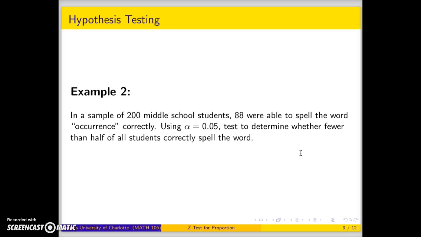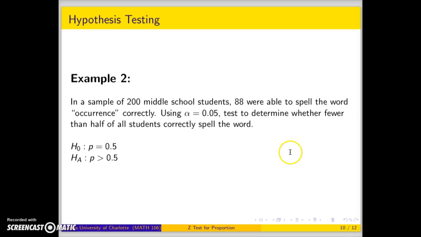So suppose we took a sample of 200 middle school students. 88 were able to spell the word occurrence correctly. Using an alpha level of 0.05, test to determine whether fewer than half of all students correctly spelled the word occurrence. So again, we have x out of n, so that tells us that this is a proportion test. So the proportion is 88 out of 200. They want to test whether fewer than half of the students spelled the word correctly.